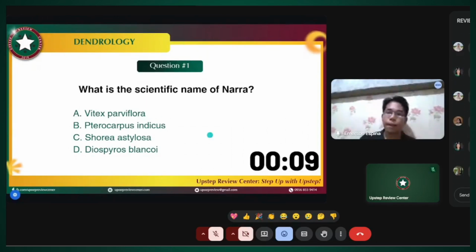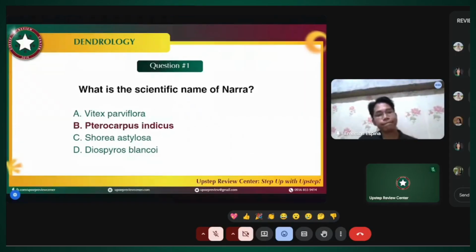Seven seconds left. Okay, time's up. The correct answer is letter B, Pterocarpus indicus. And that is Narra, our national tree. When it comes to Narra, always have the thinking pattern: the common name, Narra, then the species, the scientific name, Pterocarpus indicus, and then the main characteristic to remember, winged bud.